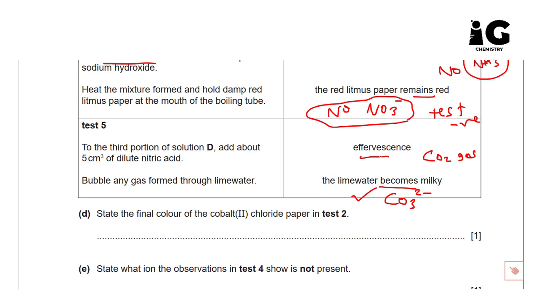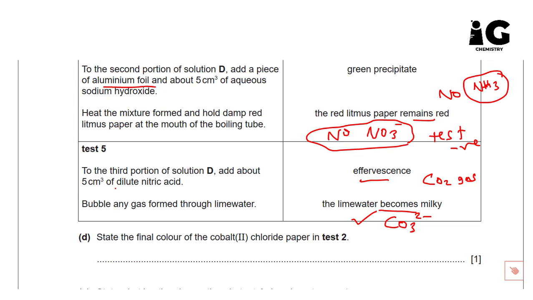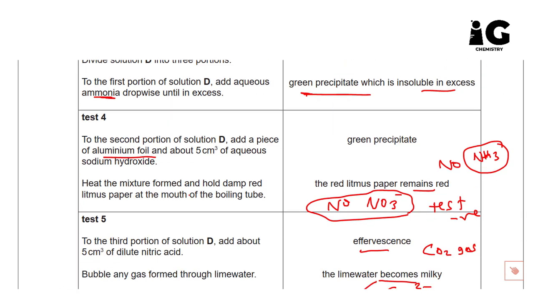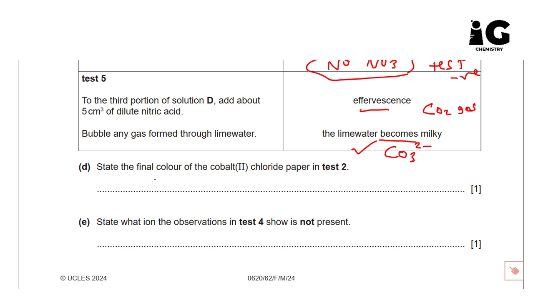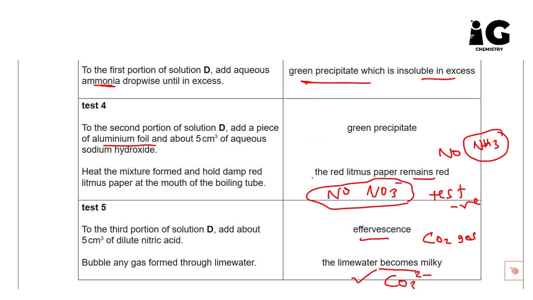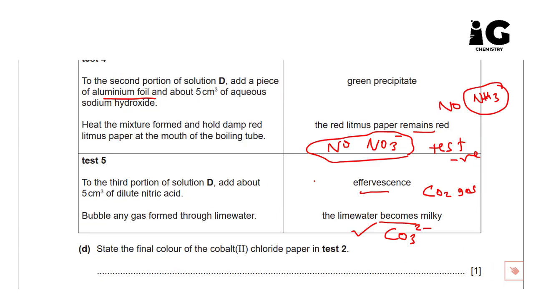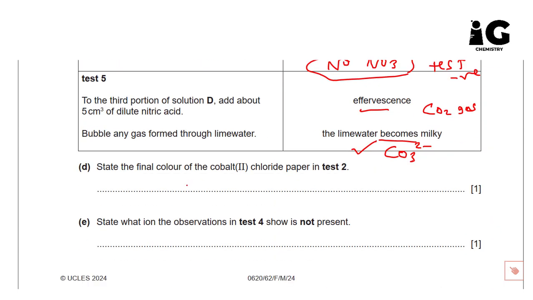Now, let's go to the part of the question. I think almost all of them are solved here. You just collect the answers. State the final color of the cobalt(II) chloride paper. We said it goes from blue to pink. So here the color is pink.